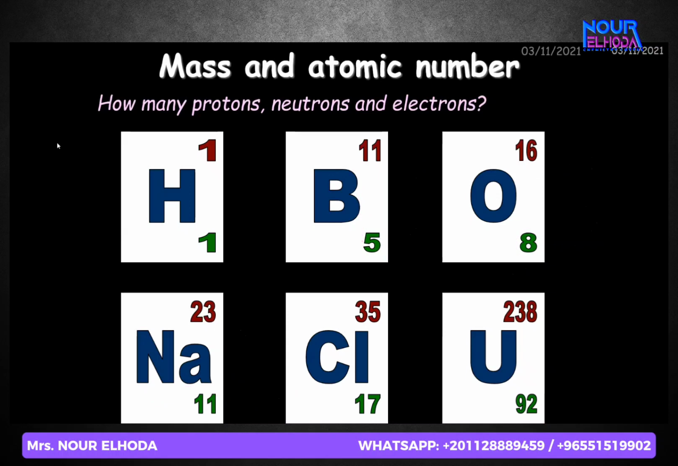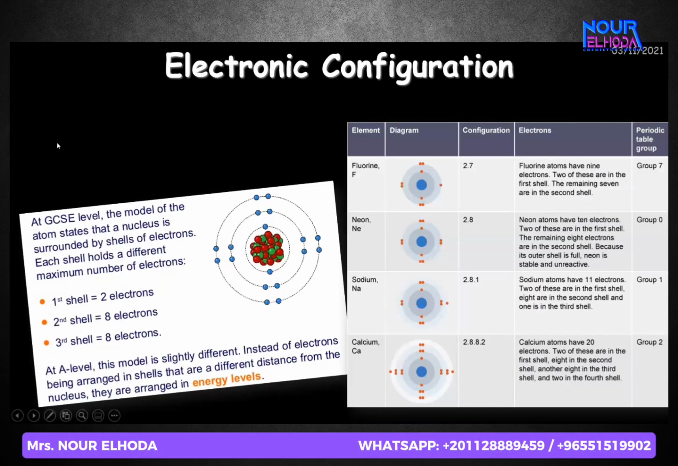Now I know how many electrons, how many protons, and how many neutrons there are. Let's jump to the next step. If I already know, let's say for sodium, I have 23 over 11, so I know I have 11 electrons. How are these electrons distributed? Are all the 11 electrons found in the same place, or are they divided?